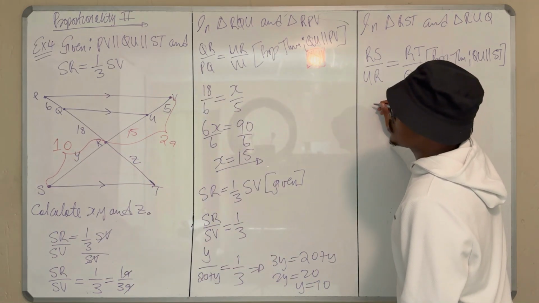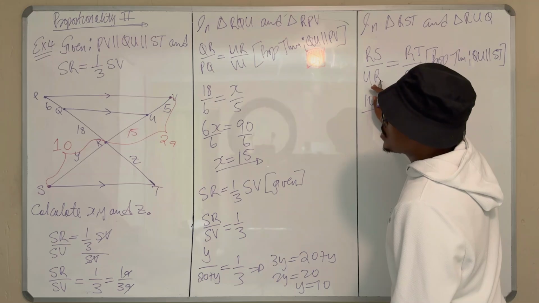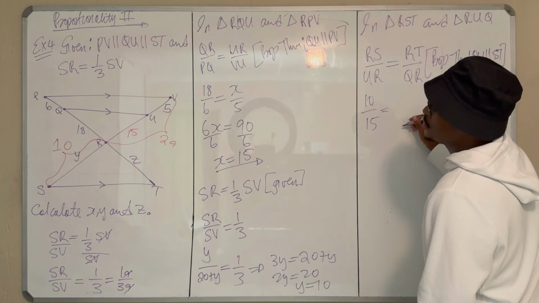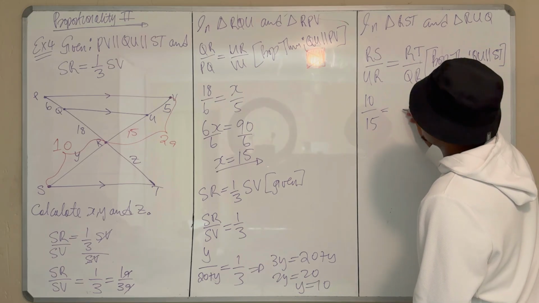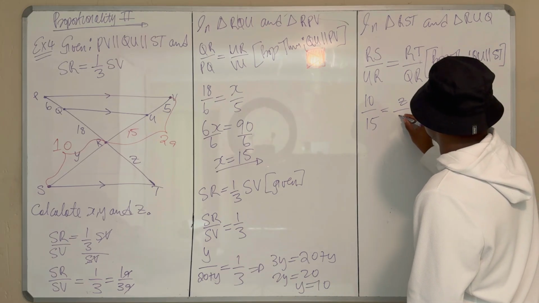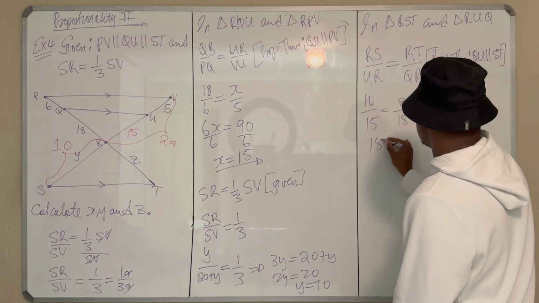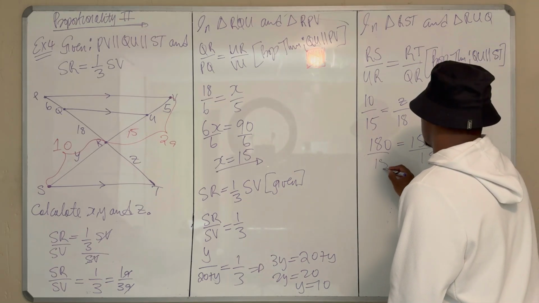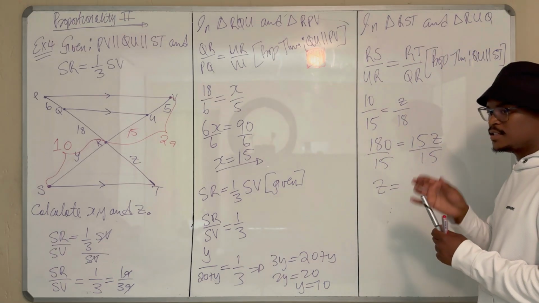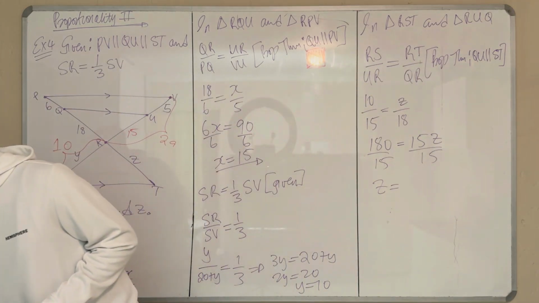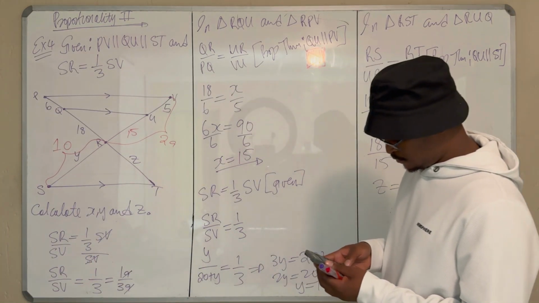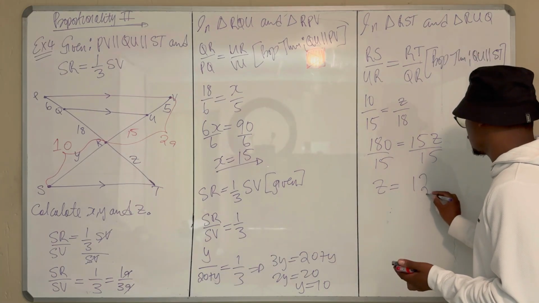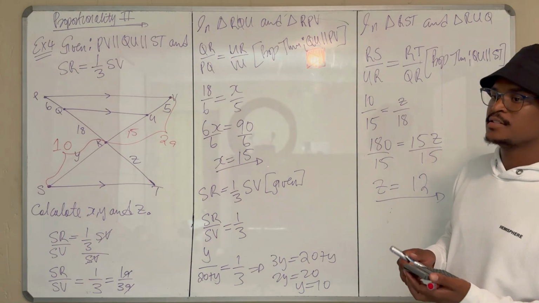So in that case, your RS is equal to 10 over UR. What is your UR? It is 15, equal to RT. What is your RT? RT is what you're trying to find, Z, over QR, which is 18. So which means 180 is equal to 15Z. Then divide by 15 both sides. What is 180 divided by 15? It's 12. So we get that your Z is equal to 12 units. That's how to handle it.